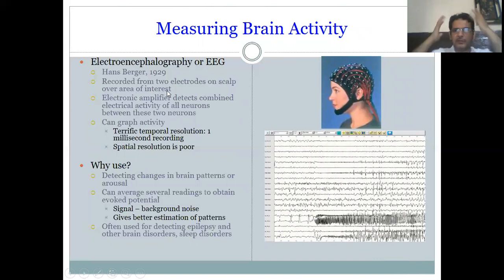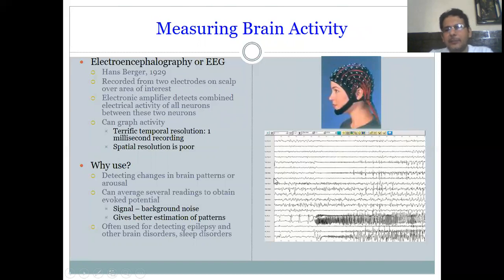So wherever we want to see the activity, we can put the electrodes, and we can measure the brain activity through the brain waves that are released. The brain waves are taken up by the electrodes, and then they produce some specific graphs. The electronic amplifier detects the combined electrical activity of all neurons between these two electrodes and can graph the activity.